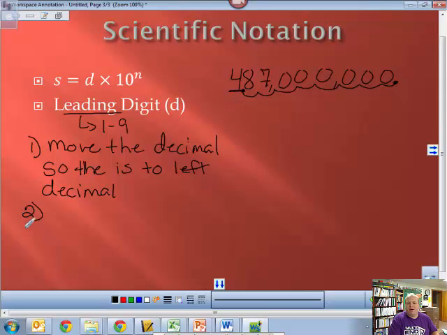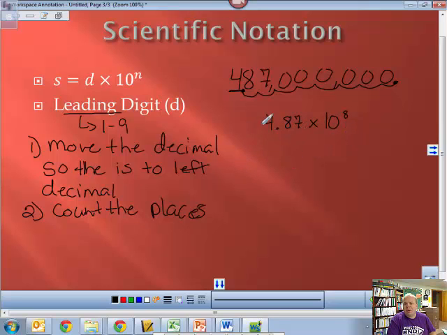So step 2, I want to count the places. Okay, I'm going to count the places. So we said it was 8, right? 1, 2, 3, 4, 5, 6, 7, 8. So now I'm going to write just the decimal now. Now it is 4.87 or 4 87/100ths, right? I'm going to multiply it to a power of 10. Well, I moved my decimal 8 places, so it's going to be 10 to the 8th.